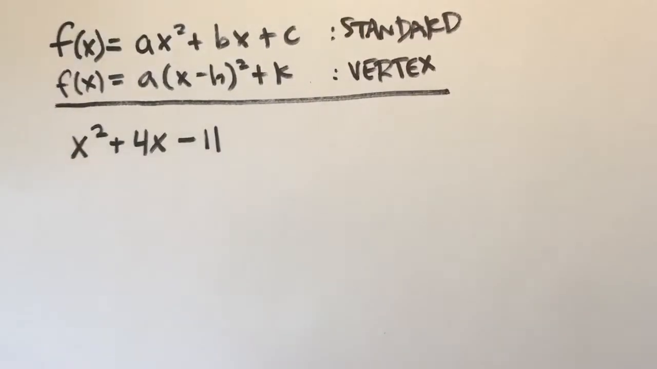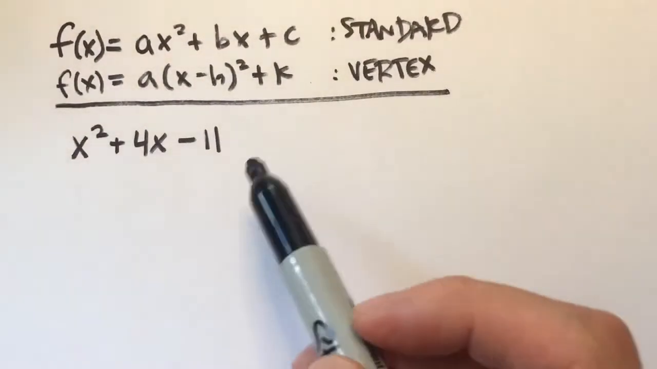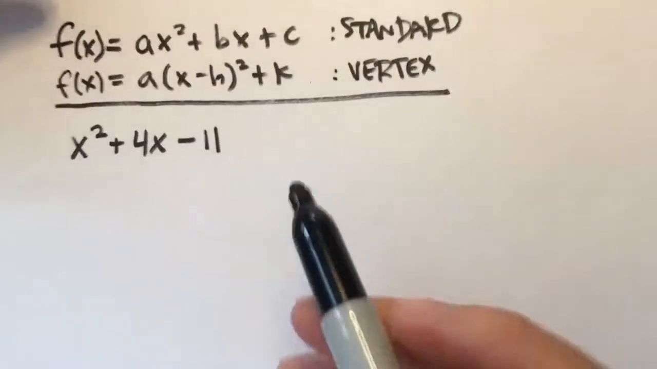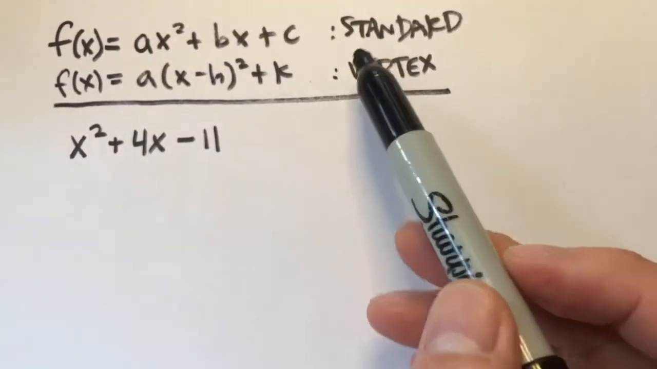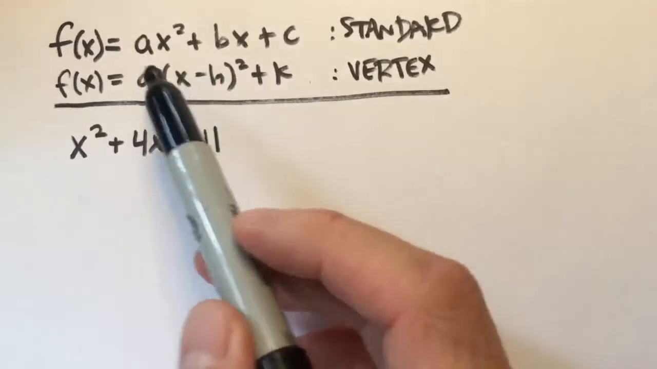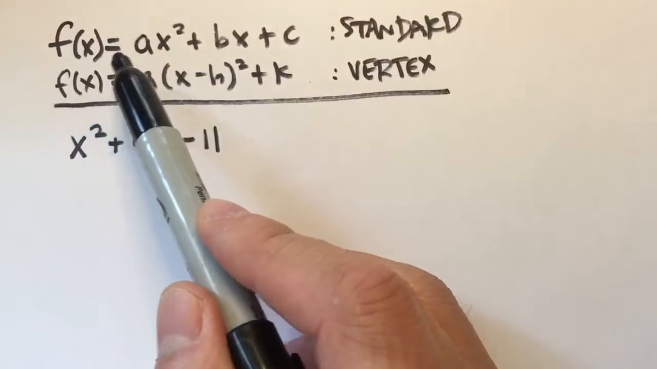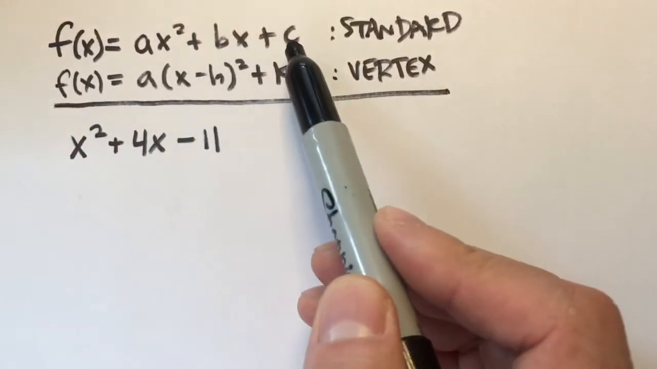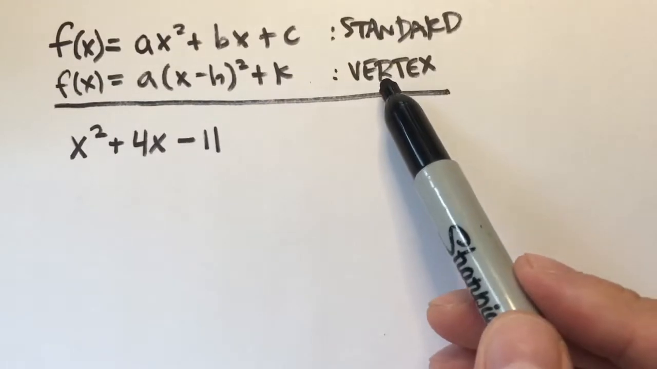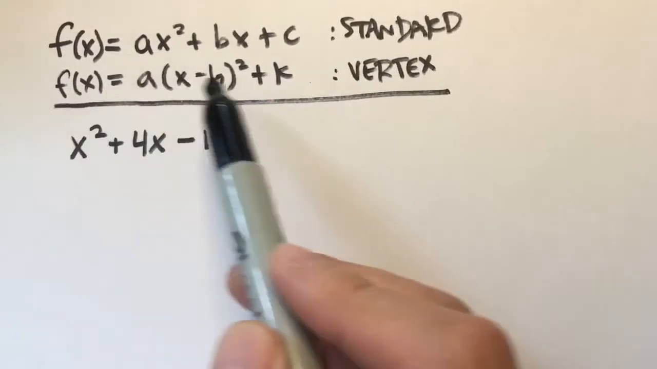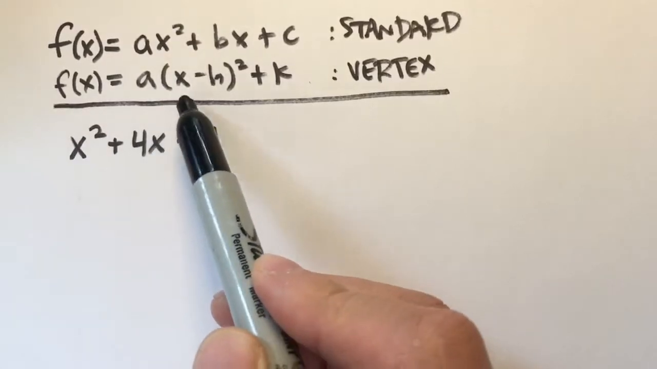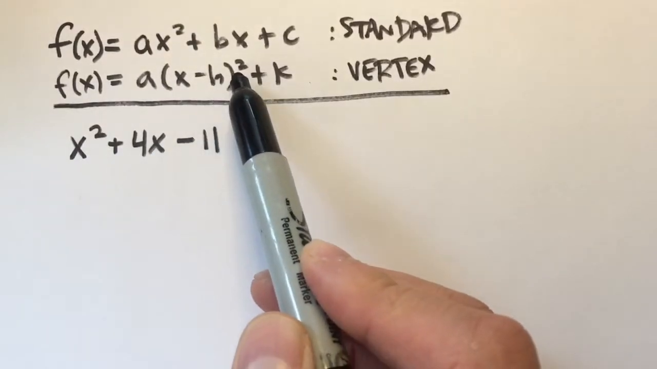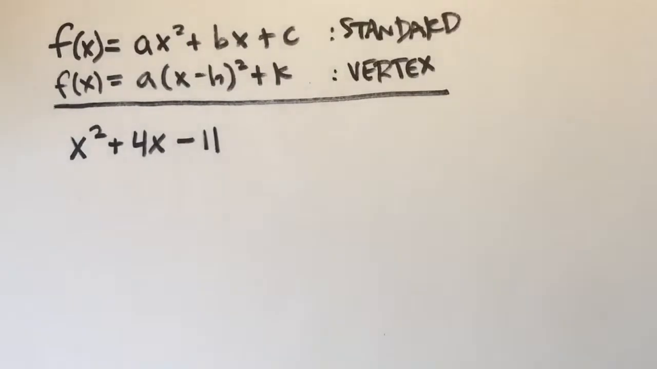Hey guys, a little bit of advanced knowledge here in quadratics that I want to cover with you today. Many of us know that the standard form of a quadratic is given by the expression f of x is equal to ax squared plus bx plus c, and the vertex form is given by an alternate version that says f of x is equal to a times the quantity of x minus h squared plus k.